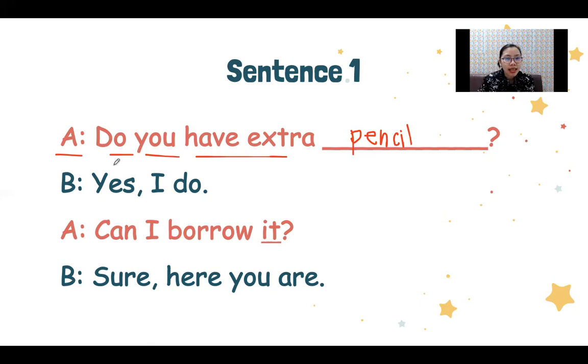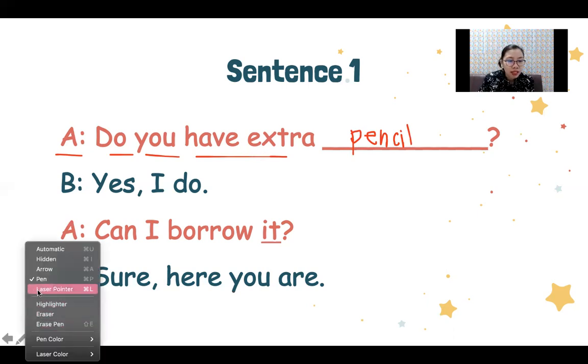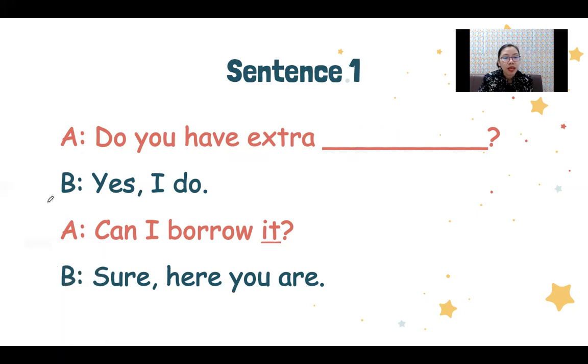All right. So letter A: Do you have extra? And then you say, like, extra pen, extra pencil, extra, what's this? Eraser. Okay? And then if you have, B will answer. If B has extra, okay. B will say, yes, I do. For example, do you have extra pencil?